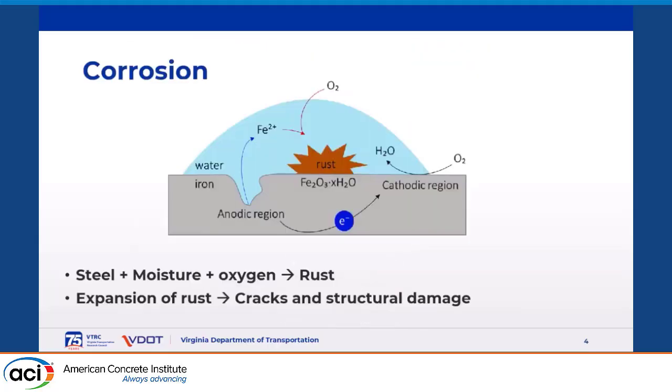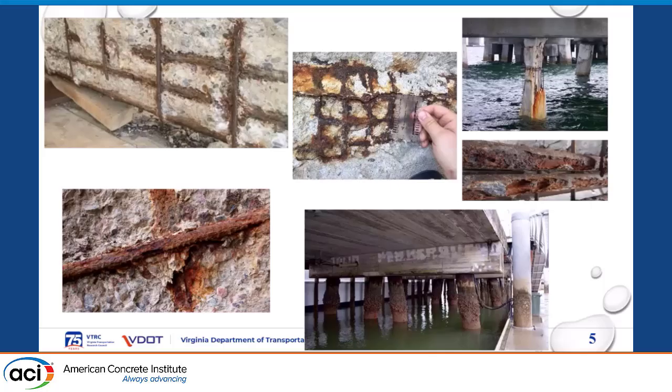In terms of corrosion, when steel reinforcement is exposed to moisture and oxygen, it can create rust. And this rust occupies more volume than the original steel and causes internal pressure, cracking, delamination, and pop-outs of the concrete. These are some examples of exposed reinforcement, where the top layer, or the cover, of the concrete is delaminated because of the internal pressures induced by the rust products.